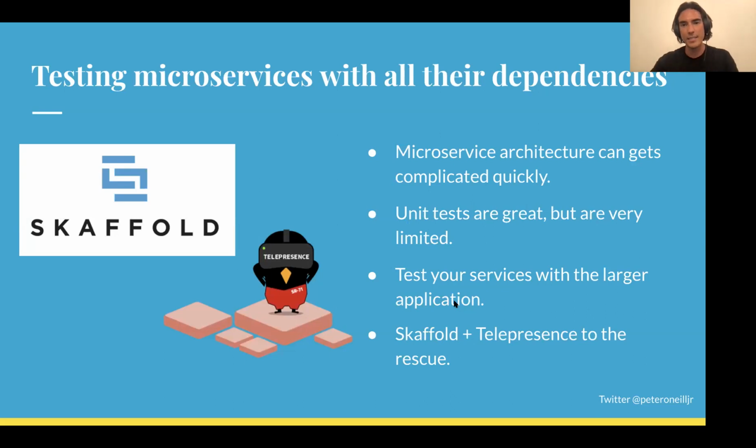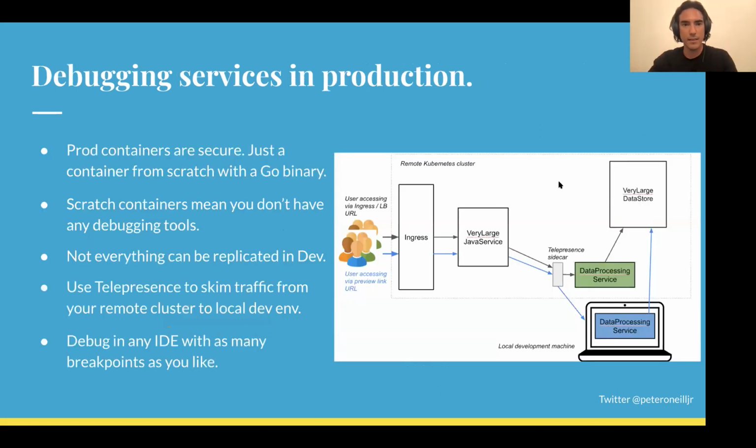And then testing the microservices with all their dependencies, so getting that full view of how everything works together. I'm going to use Skaffold to turn the Go application into a container, and then Telepresence to connect it to a remote cluster to give it the full picture with all the dependencies. And then the last part, debugging services in production.